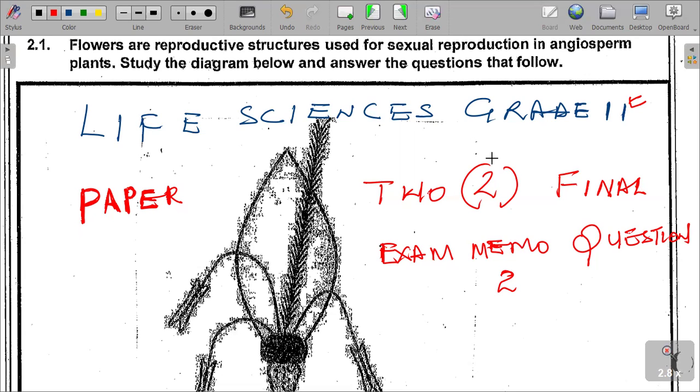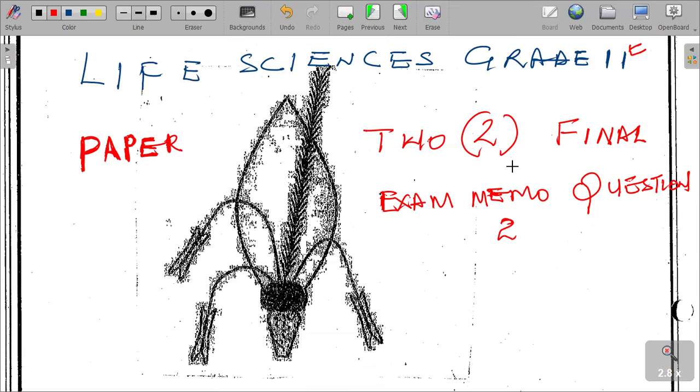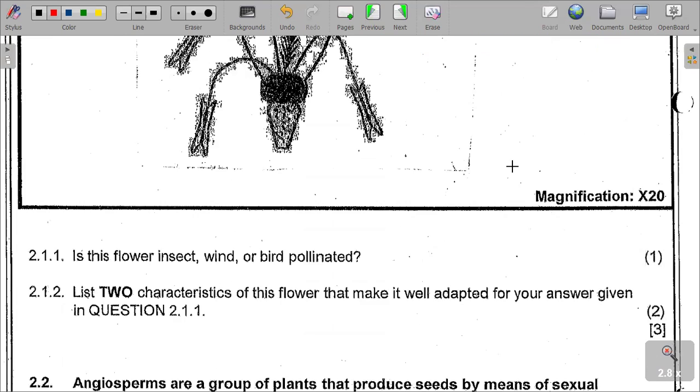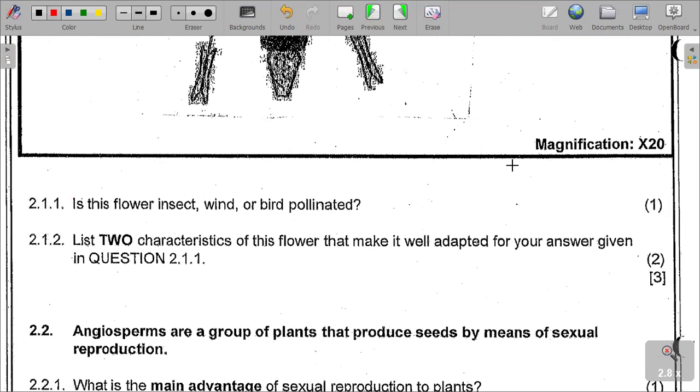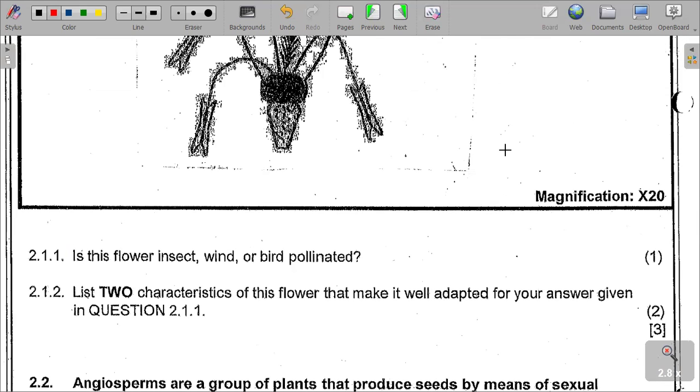So without wasting any time, let us go through the questions given on the board. It's reproductive structures used for sexual reproduction in angiosperm plants. Study the diagram below and answer the questions that follow. We are given this diagram. Is this flower insect, wind or bird pollinated? The question wants us to know if this flower is wind, insect or bird pollinated.